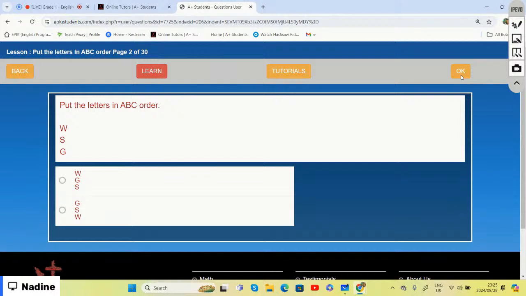Remember, it is C, H and then N. So first H and then N. We need to put this in order. We have W, S, and G. We need to put it in order.